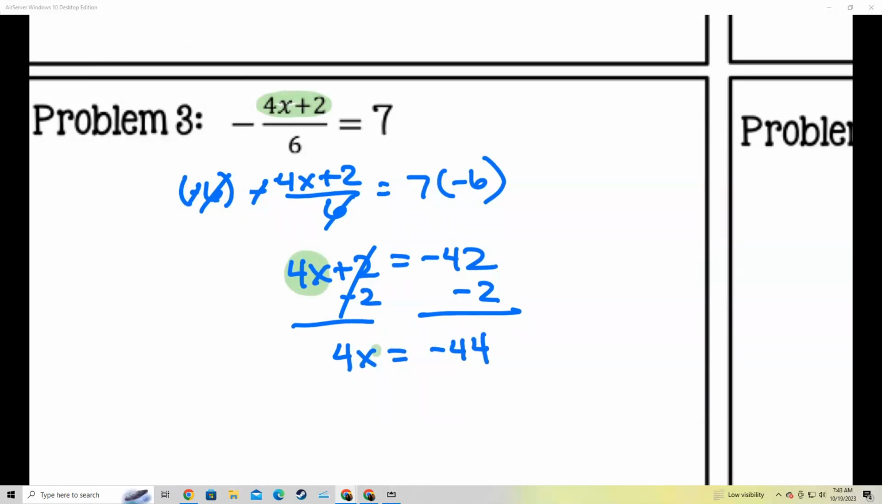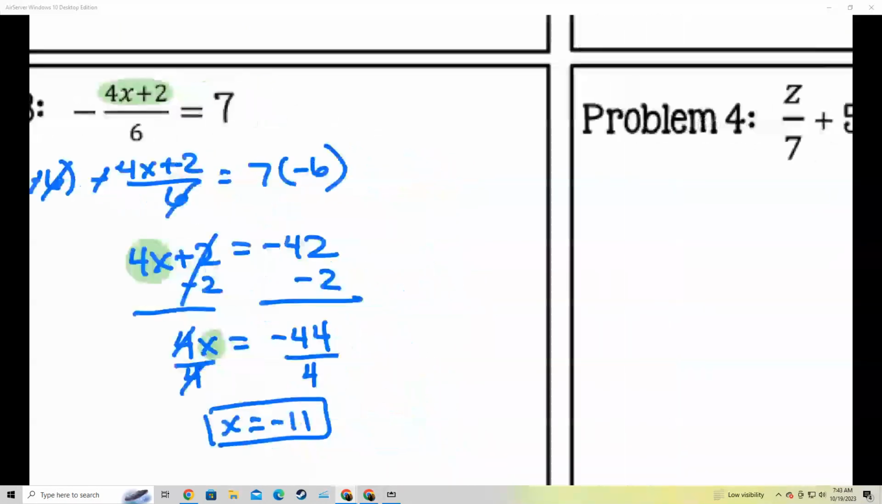Now I can get the x by itself. I realize that it's being multiplied by 4, so I'm going to do the opposite. I'm going to divide by 4 on both sides. These are going to cancel. I get x equals -11. We are down to our last problem.